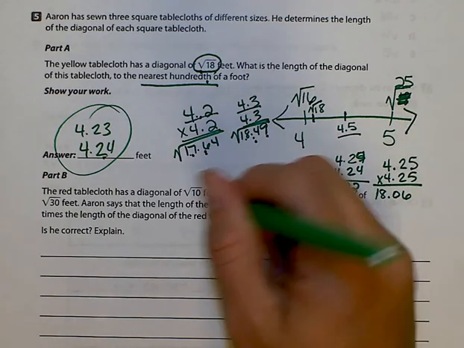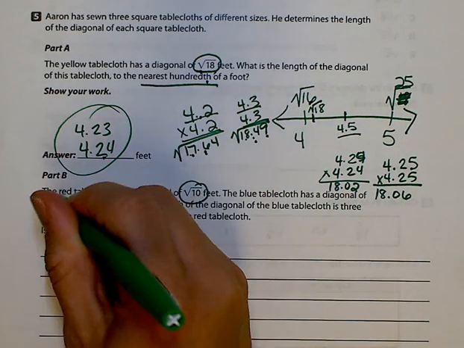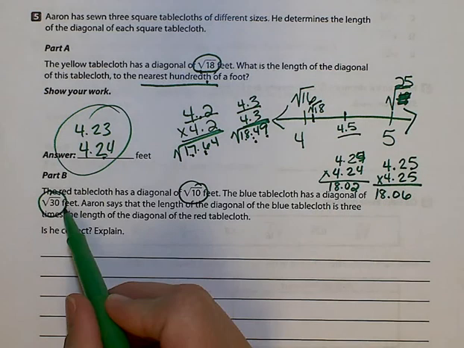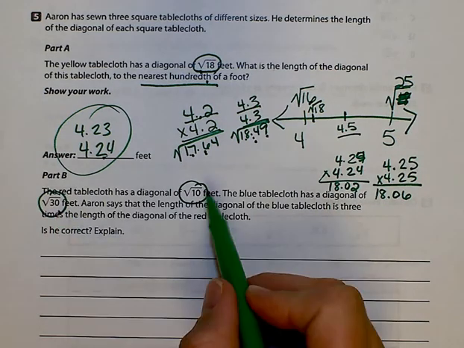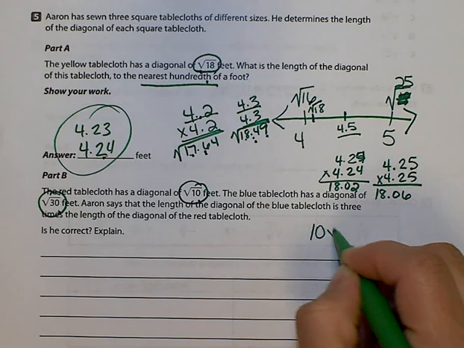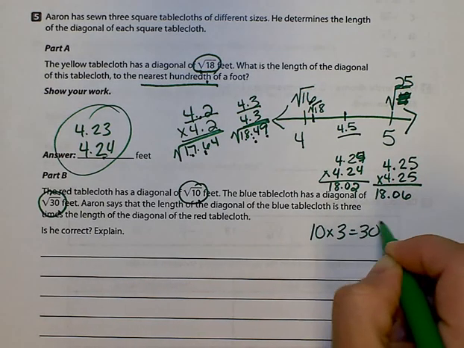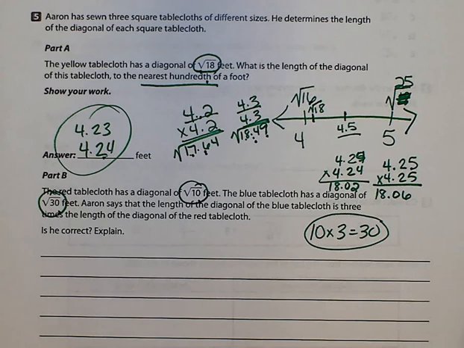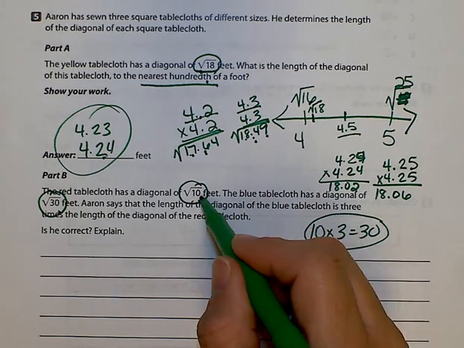Here, they've given you the square root of 10 and the square root of 30, and they want to know if the square root of 30 is 3 times larger than the square root of 10. I had some folks saying yes because 10 times 3 equals 30. That is a correct statement, 10 times 3 is 30. But what's incorrect is that this is not a 10. This is the square root of 10.